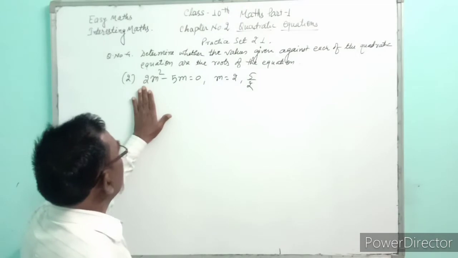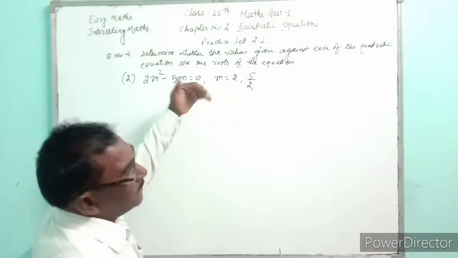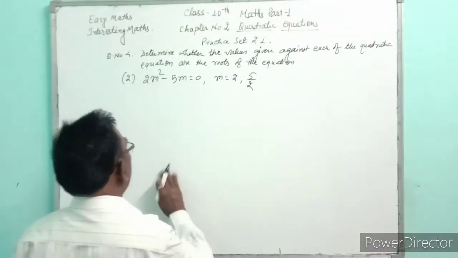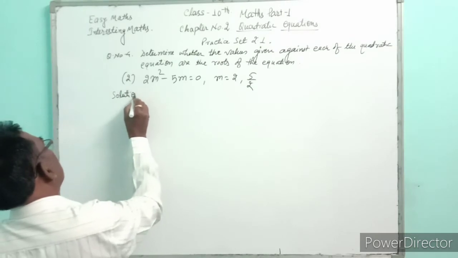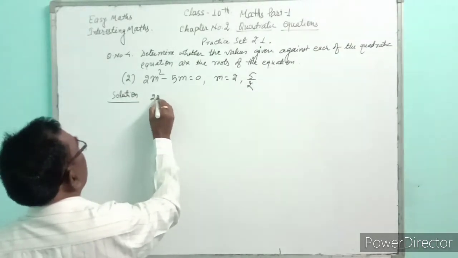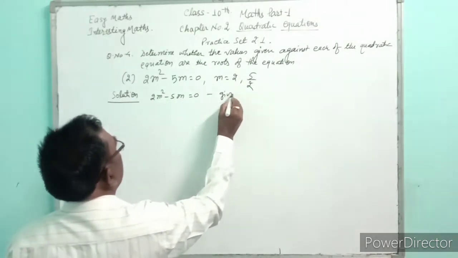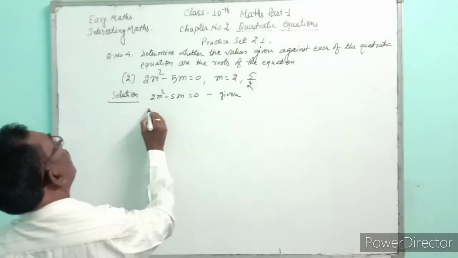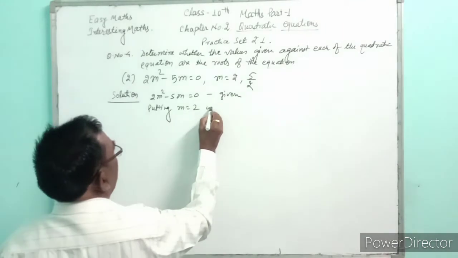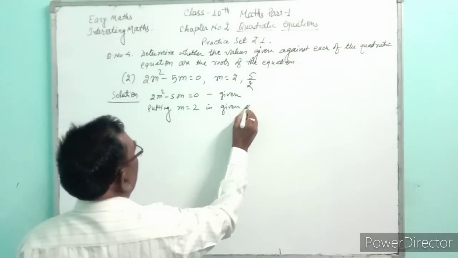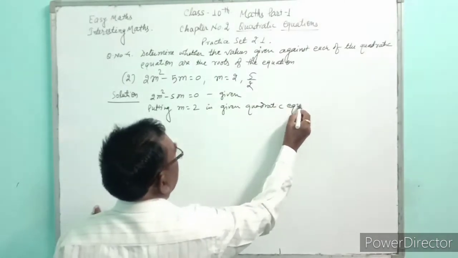If this equation is satisfied for the value of m equal to 2, then this is a root. Otherwise, it is not a root. So let us start. Solution. Twice m square minus 5m is equal to 0. This is given. Now, putting m is equal to 2 in the given quadratic equation.